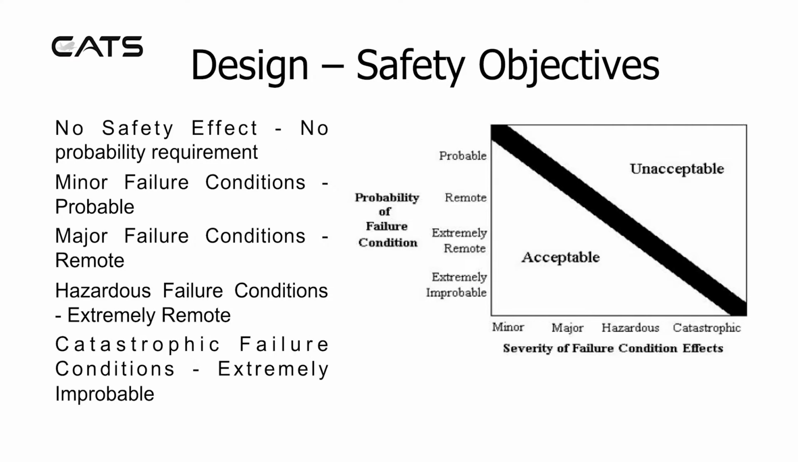No safety effect has no probability requirement. Minor failure conditions are probable. Major failure conditions are remote. Hazardous failure conditions are extremely remote. Catastrophic failure conditions are extremely improbable. This can be portrayed in a graph where each side of a line can be determined as unacceptable or acceptable for flight conditions.